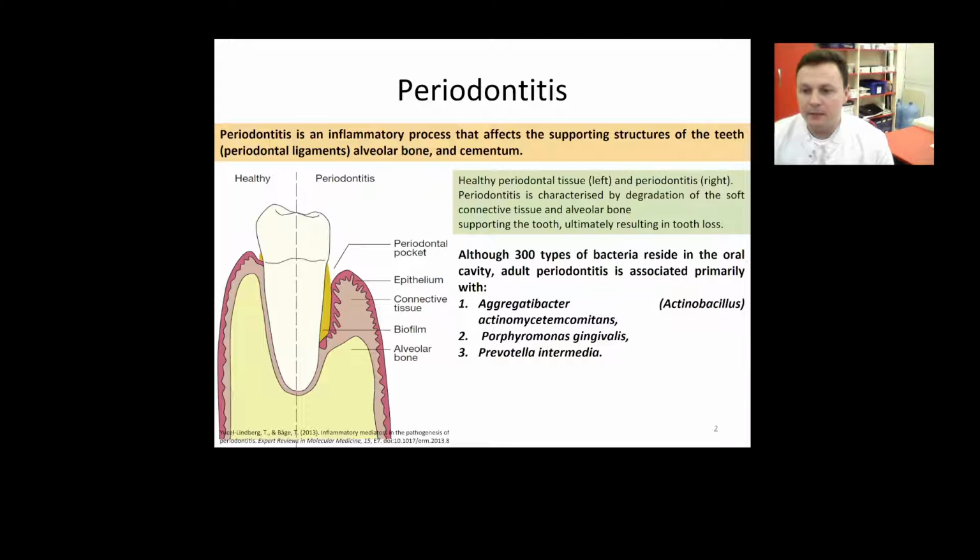microaerophilic gram-negative flora. Although 300 types of bacteria reside in the oral cavity, adult periodontitis is associated primarily with three types of bacteria that you can see on the slide.